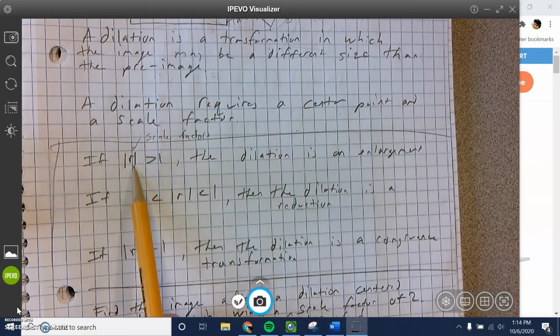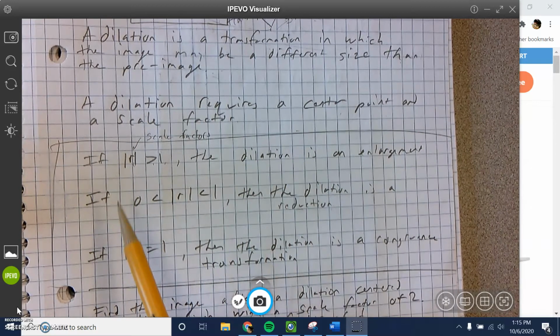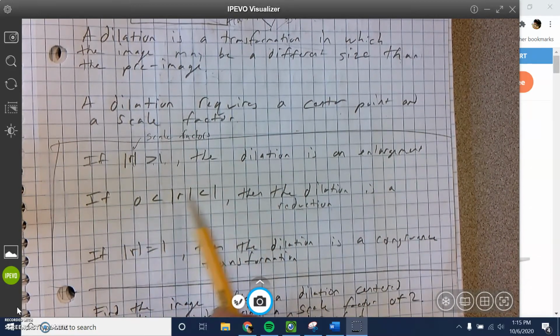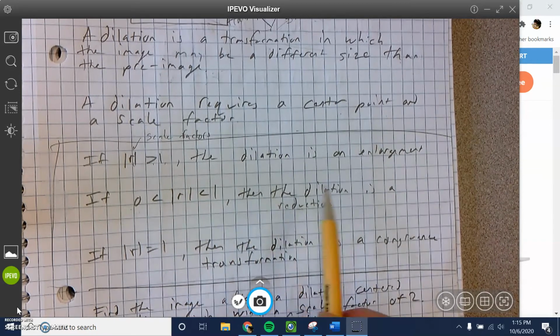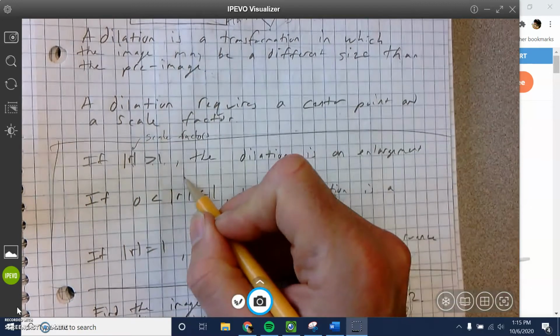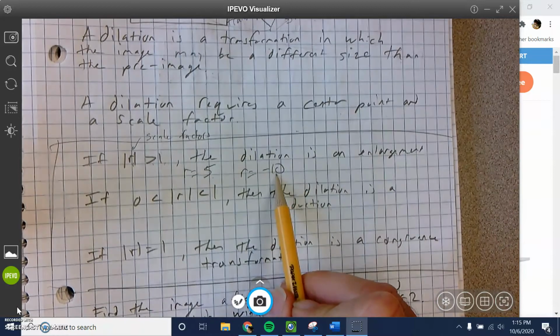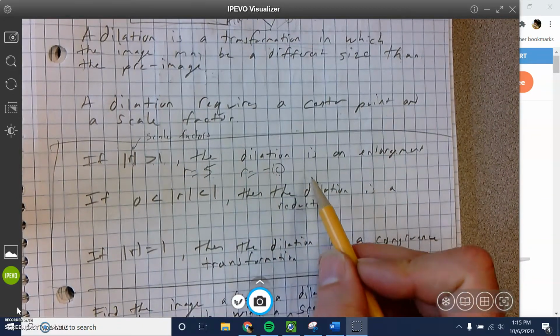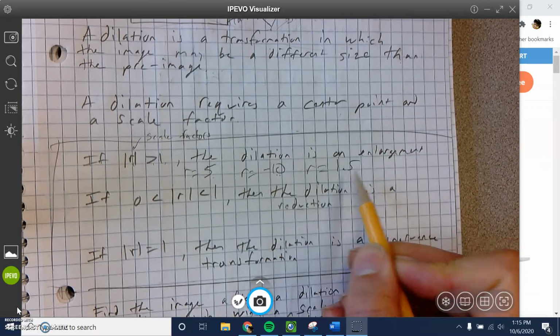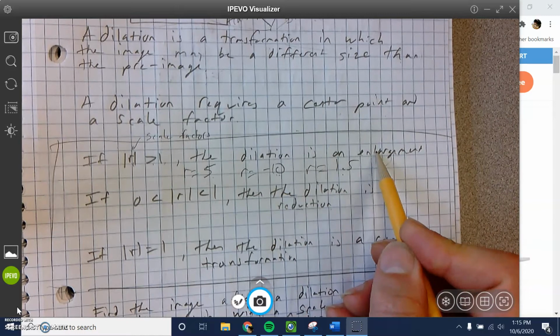So if the absolute value of R, absolute value means the distance away from 0, is greater than 1, the dilation is an enlargement. If the absolute value of R is between 0 and 1, which means like a fraction, the dilation is a reduction. It gets smaller. So if R is 5, for example, it enlarges. If R is negative 10, because the absolute value of negative 10 is 10, or if R is 1.5, because that's greater than 1, those are all when the shape enlarges.